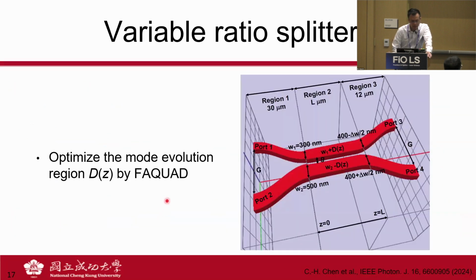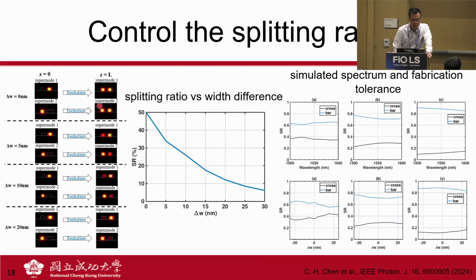So we can apply this idea to design variable ratio splitters. In these 3 dB couplers, we have the width of the waveguide at the end to be identical. But if we slightly change them, and if we look at the output supermodes, you can see that the light distribution in these two output waveguides changes as we set different width differences at the end of the coupling region. So you can see we can achieve different splitting ratios with different width differences.